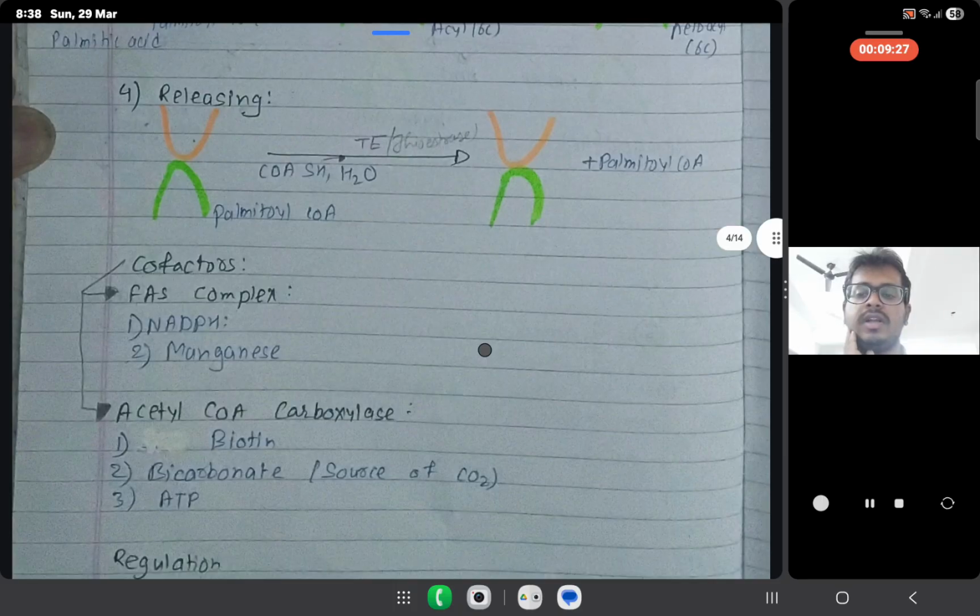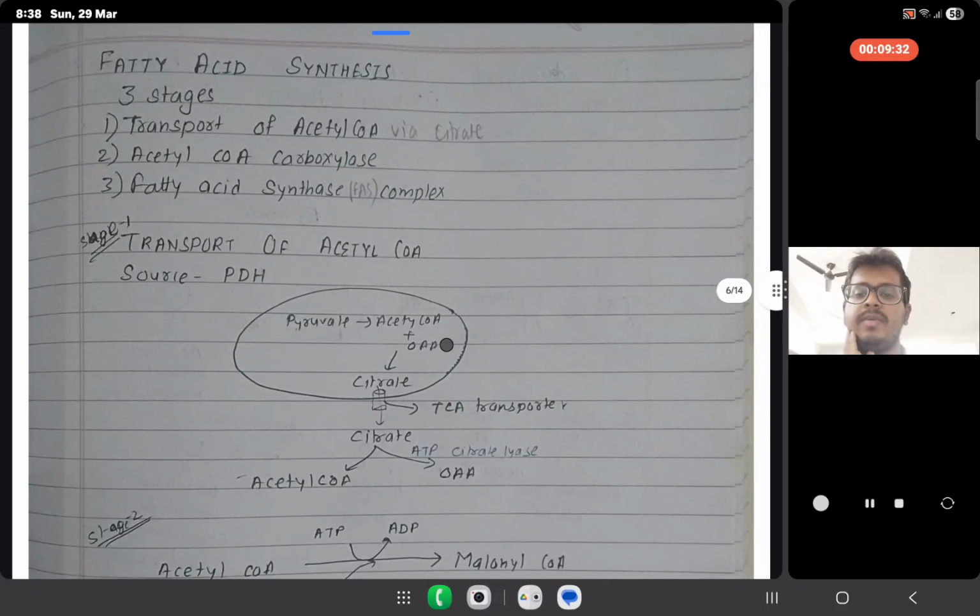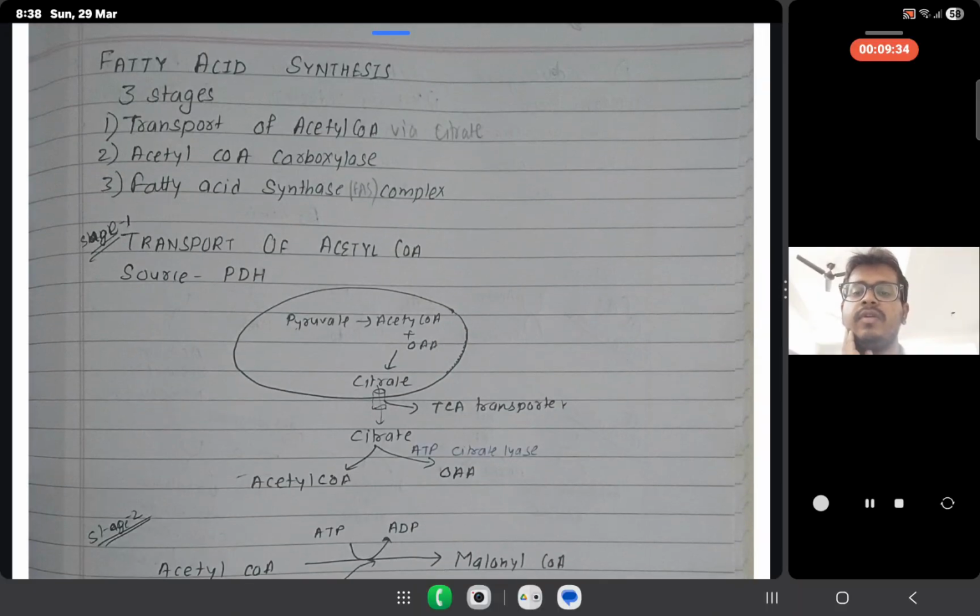Now we will discuss all this, but first of all, if this question about fatty acid synthase comes in the exam, how will we write it? We will write fatty acid synthase. There are 3 stages. What are the stages? Transport of acetyl coenzyme A, acetyl coenzyme A carboxylase, and the fatty acid synthase complex, that is, the FAS complex. Stage 1 is transport of acetyl coenzyme A, whose source is pyruvate dehydrogenase.